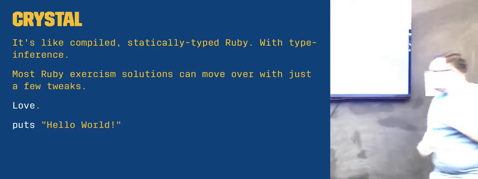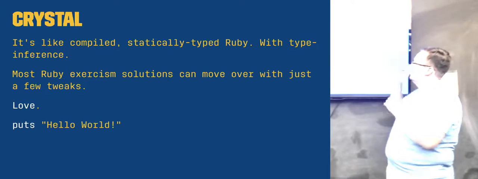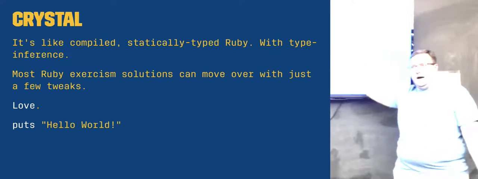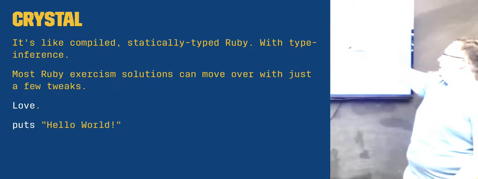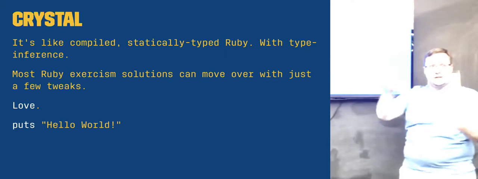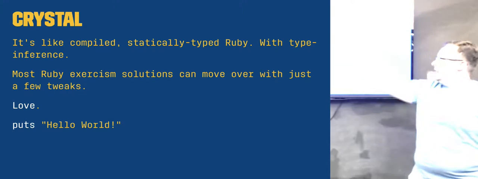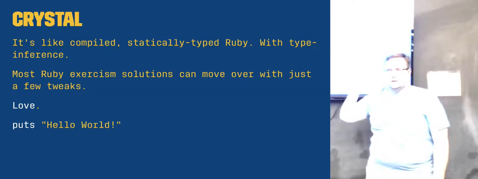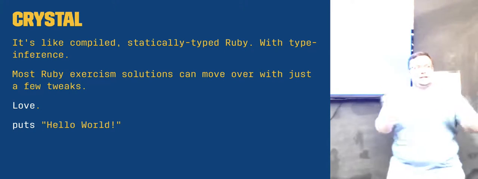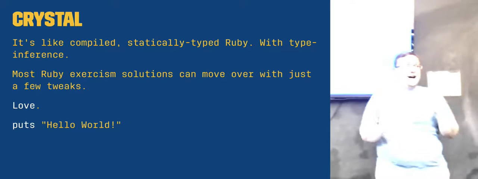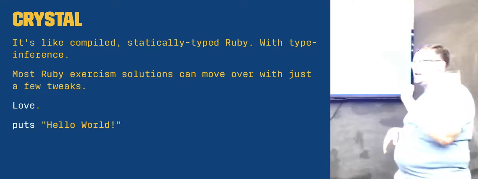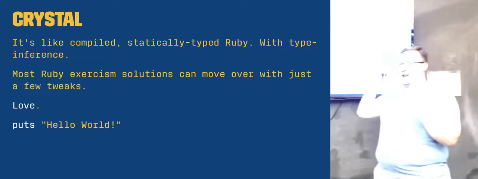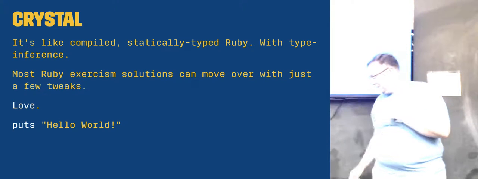So Crystal is like compiled, statically typed Ruby. In fact, that's one of the stated goals of the language, to look as much like Ruby as possible, except it is statically typed and it is compiled. It still does type inference, where you just type stuff and it figures out what it is. As it says here, when I first started playing around with Crystal, I took my Ruby Exercism solutions and just copied and pasted them over to see if they work, and they kind of did. I had to change a couple of things. They don't have length on arrays, they're all size. Just a couple of little things like that. It's a lot of fun. In fact, it's the exact same hello world.